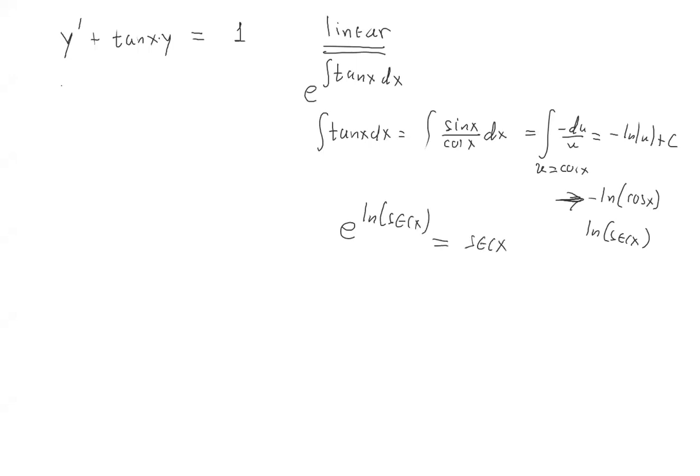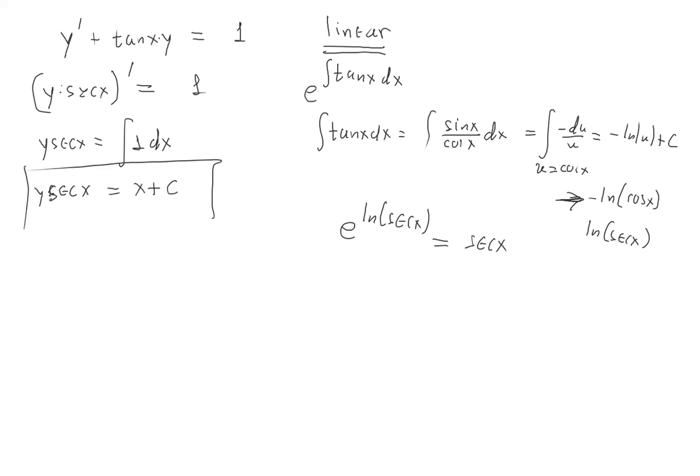So you can rewrite your equation as y times the integrating factor, which is secant x, all derivative, is equal to 1. And you will get y secant x is equal to the integral of 1 dx, which means that y secant x is equal to x plus c. And again, you can easily make this explicit. Okay.